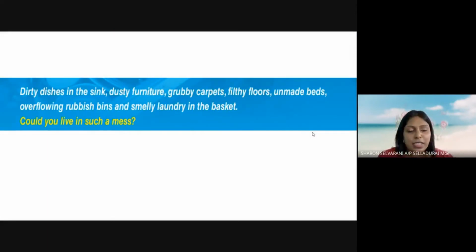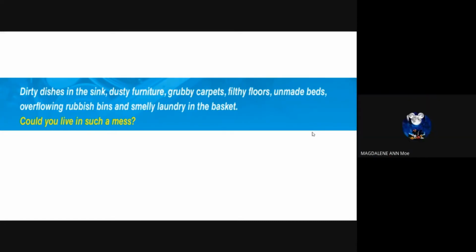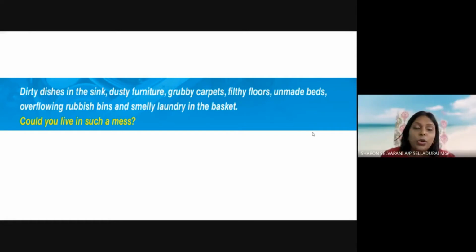Dirty dishes in the sink, dusty furniture, grubby carpets, filthy floors, unmade beds, overflowing rubbish bins, and smelly laundry in the basket. Could you live in such a mess? No. Okay, you don't, right? But there are some people who are sometimes not bothered. They just don't care. Who cares? Whatever smell, as long as I can live, I'll be fine.